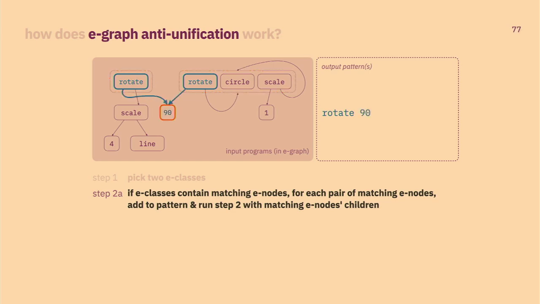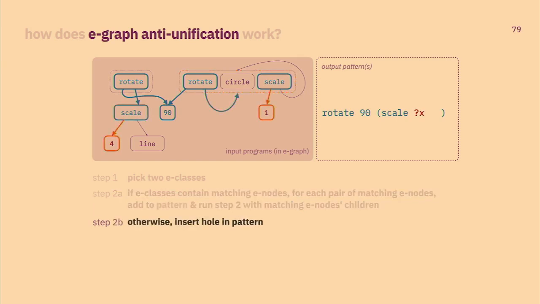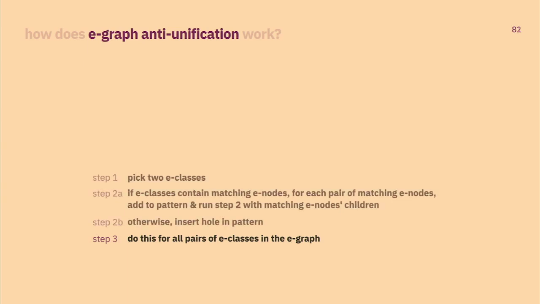So recursing into the first child again, we have 90. The E-classes contain matching E-nodes since we're pointing to the same E-class, so we can add this to our pattern. Same applies to the other child. Both contain a scale. We recurse into the children. Now, when examining the first child, the E-classes here don't contain matching E-nodes, so we insert a hole for the first function argument. Same for the second child. We insert another hole there, yielding our complete pattern for this particular pair. And to complete the cycle, we just run this procedure for all pairs of E-classes in the E-graph. So that's a very, very simplified version of our complete algorithm for E-graph anti-unification.